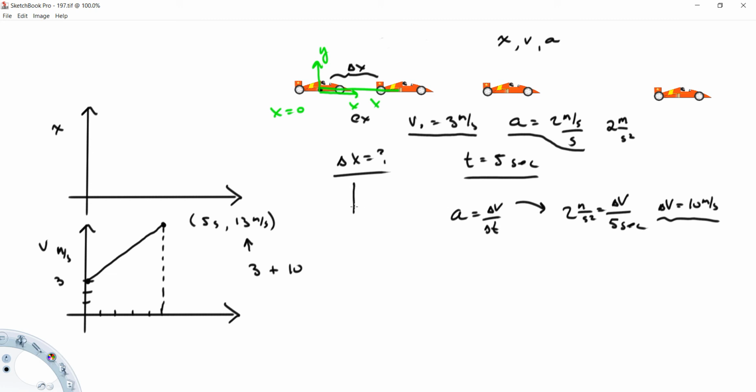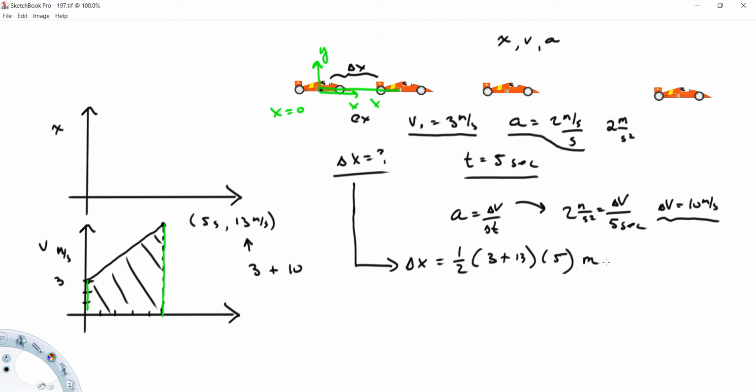Now, the delta x for the car, like how far did the car go? And hopefully you've watched my videos about how to do this. The area under this velocity curve here, this area right here, is going to give us that delta x. This shape is a trapezoid. The left distance is 3. The right distance here, this vertical side, is 13. So the area is going to be 1/2 times 3 plus 13, and then times the width, which was 5. And unit-wise, these are in meters per second times seconds. This will come out in meters.